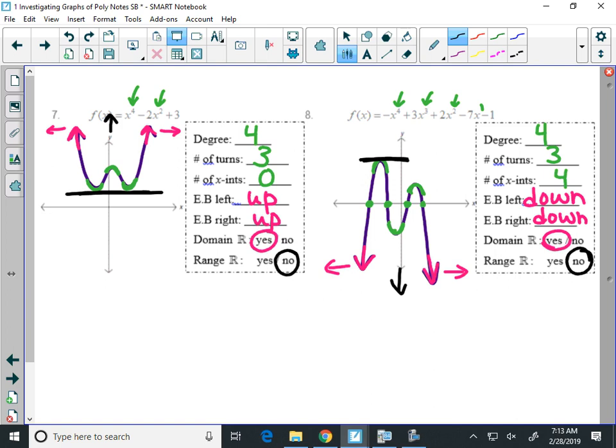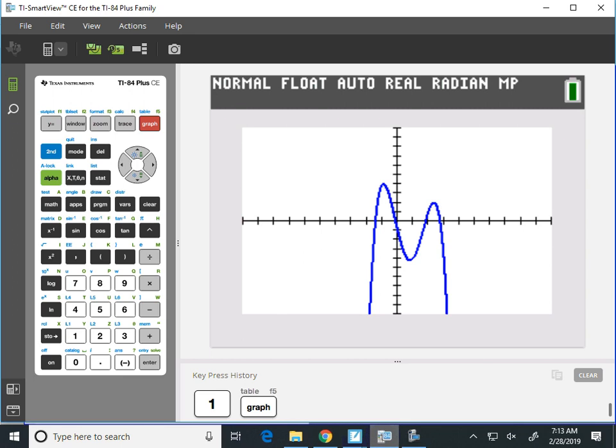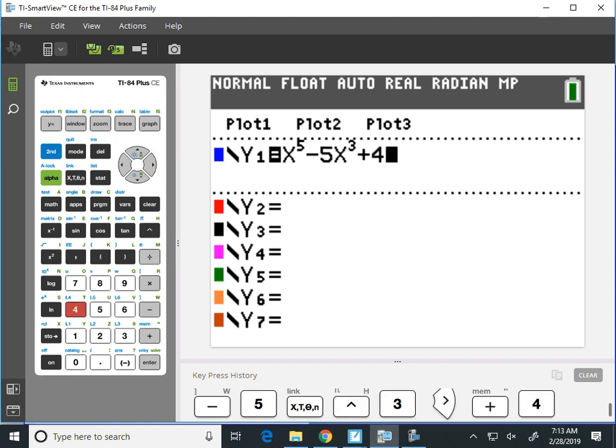All right, last 2, and then let's make some connections and tie things together. x to the 5th minus 5x cubed plus 4x. So let's graph that. We'll get rid of that cool looking graph. x to the 5th minus 5x cubed plus 4x.